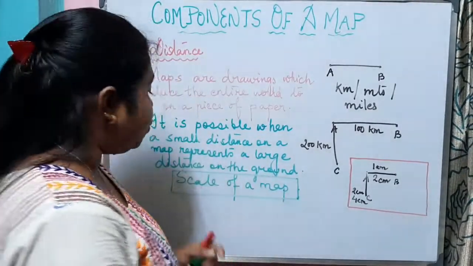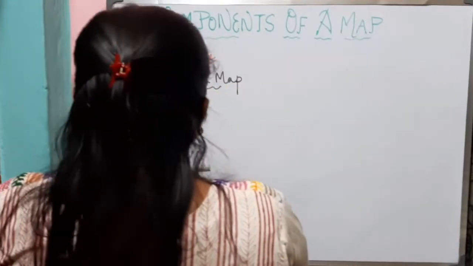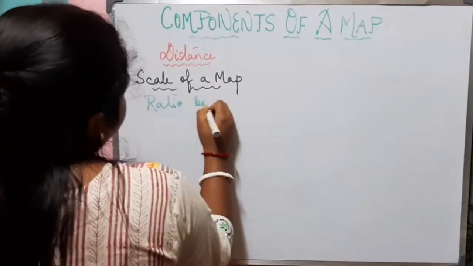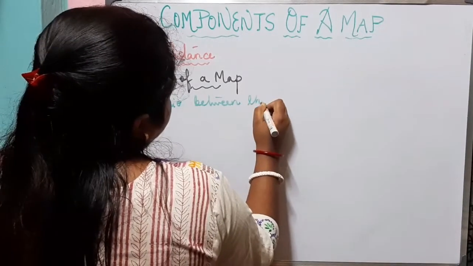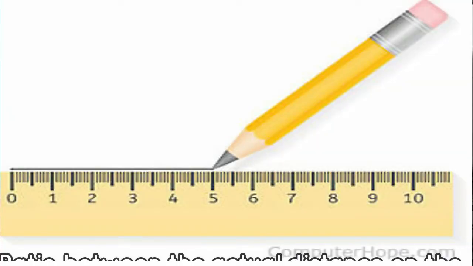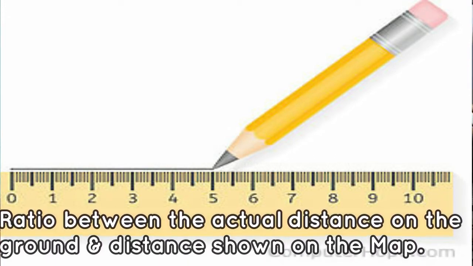Now, let us know what you mean by scale. So, let us know the definition of a scale. What do you mean by the scale of a map? It is the ratio between the actual distance on the ground and the distance shown on the map.